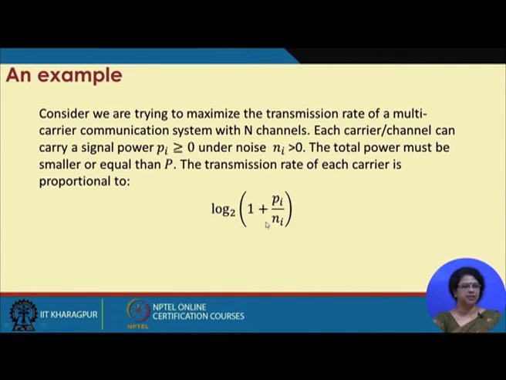From this problem you can see that i can vary from 1 to capital N, because there are n channels and individual transmission rates are there. Now we can take the summation of this as the transmission rate. We have to maximize the transmission rate, where Ni is the noise included in the transmission rate. Now what else is there? Total power has been given as P, that is why the summation of Pi's from i equals 1 to N must be less than or equal to capital P.